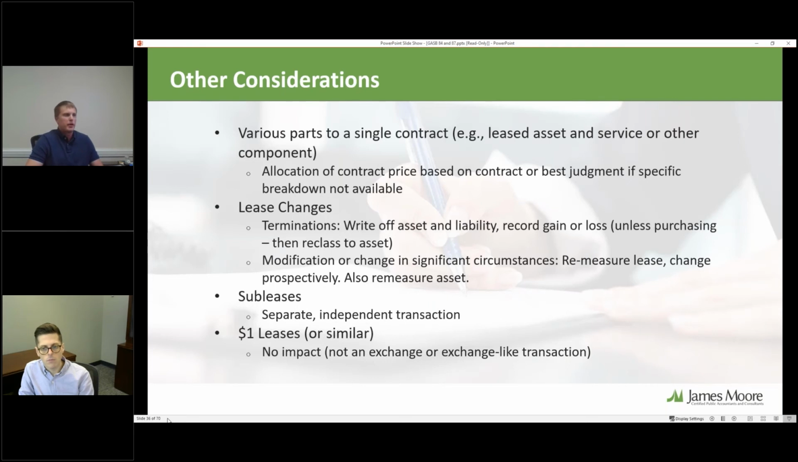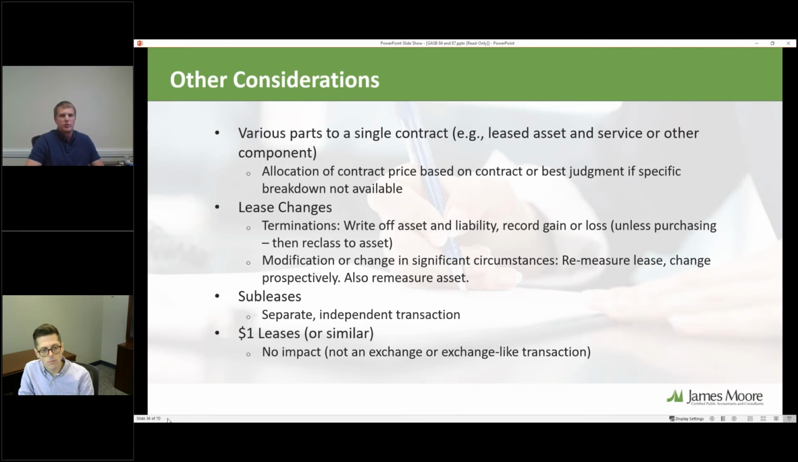Ideally, you guys have already been kind of aware of GASB 87 coming down the pipeline, and maybe you've started to work with some of your vendors on getting your lease terms a little more structured, so that's a little easier to break out. Otherwise, you may have to use some judgment if there's not a specific breakdown of service components included in a contract.